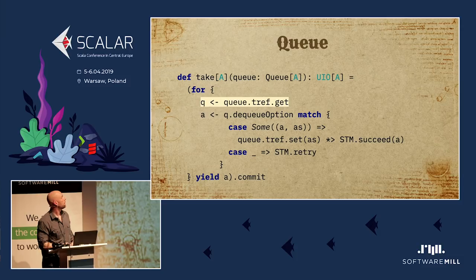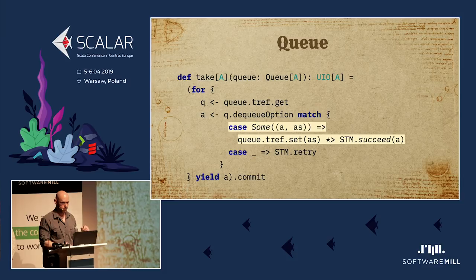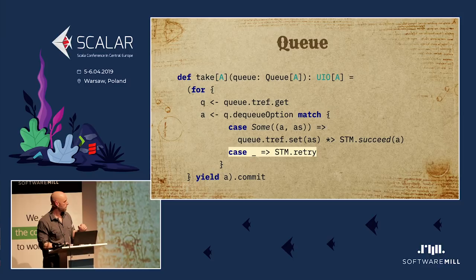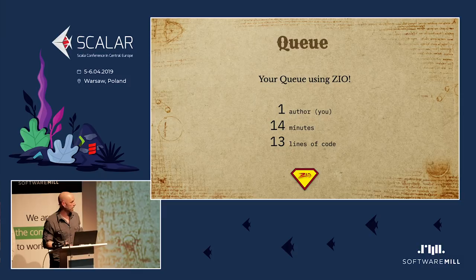To implement take, it's only a little more complex. You retrieve the immutable Scala queue, you dequeue that, and if you get a head and a tail, then you update the TRef to be the tail, and you succeed with the head. And otherwise, you simply retry. And finally, you commit the whole transaction. So this big, complex data structure that would take a concurrency expert 500 lines of code to get right, you can do in 14 minutes with 13 lines of code.